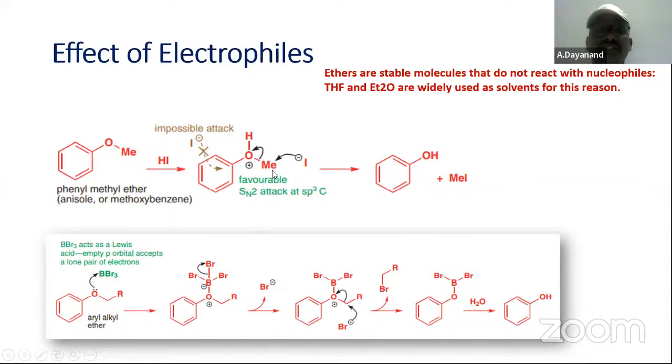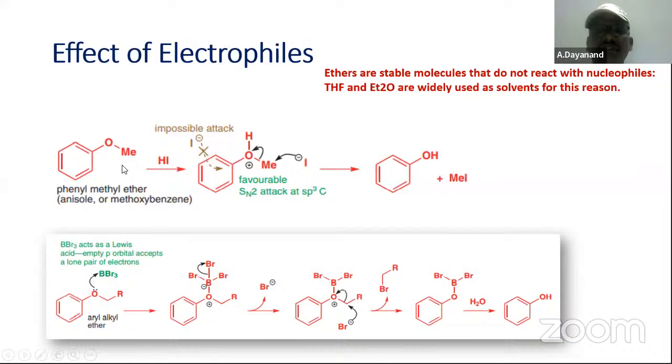Effect of electrophiles. Ethers are stable molecules that do not react with nucleophiles, and are widely used as solvents for this reason. Okay, nucleophiles are not going to attack these ethers. Phenyl methyl ether is there. It is impossible, it will not attack on this one. Therefore, Sn2 attack at the sp3 carbon will take place, and MeI, methyl iodide, is formed. Okay, therefore it is giving phenyl methyl ether. The C-O bond is not getting cleaved, whereas this bond is getting cleaved.